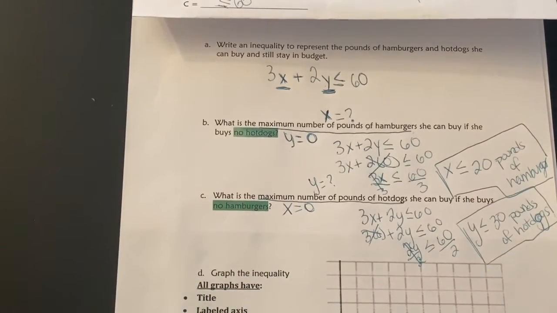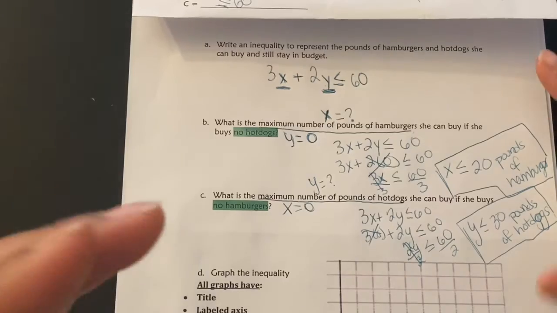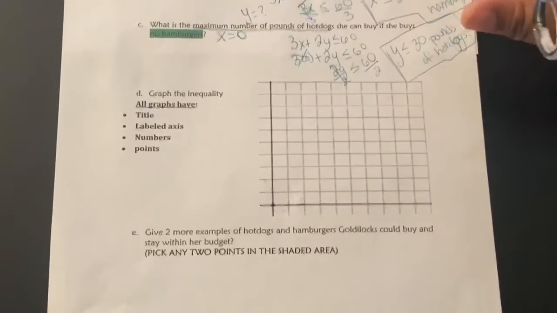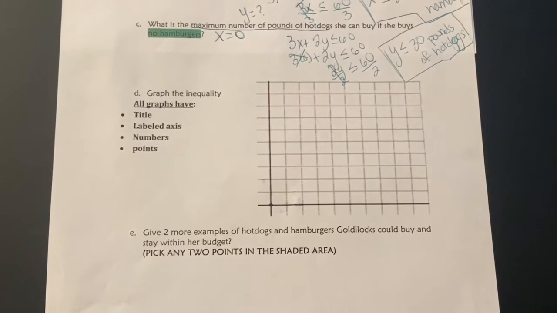Okay. Now, let's graph it. In order to graph, we have to have a title, labeled axes, numbers, and points.